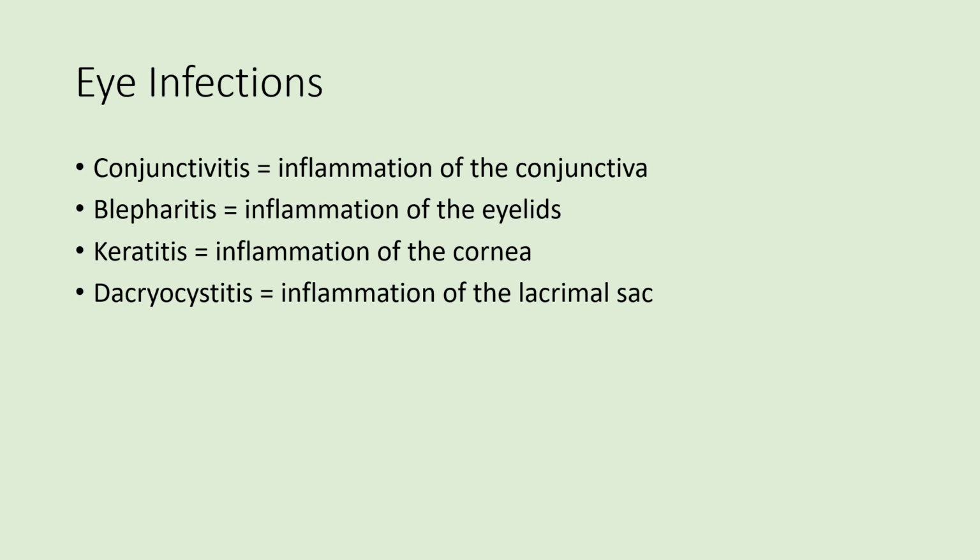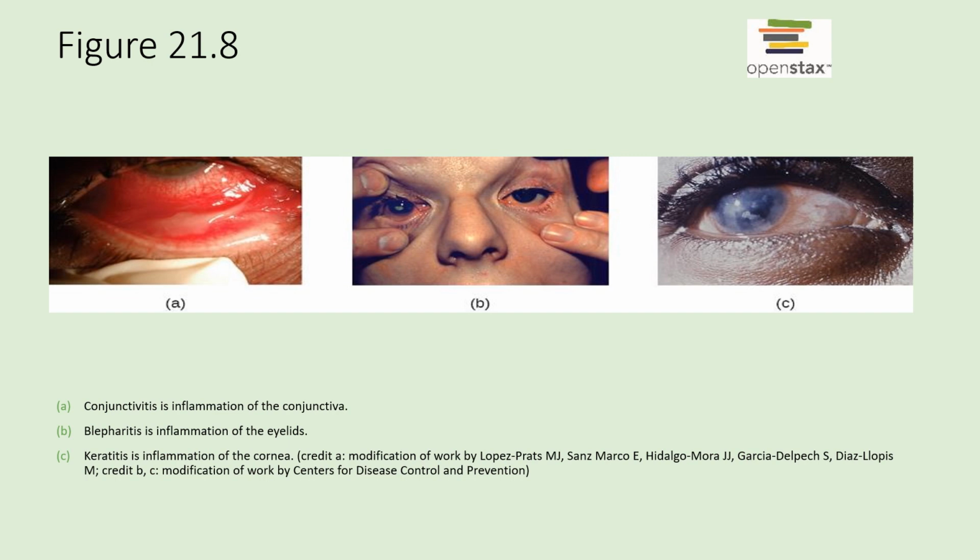So with eye infections, conjunctivitis is inflammation of the conjunctiva. Blepharitis is inflammation of the eyelids. Inflammation of the cornea is keratitis. And dacryocystitis is inflammation of the lacrimal sac, where those tears are being produced.